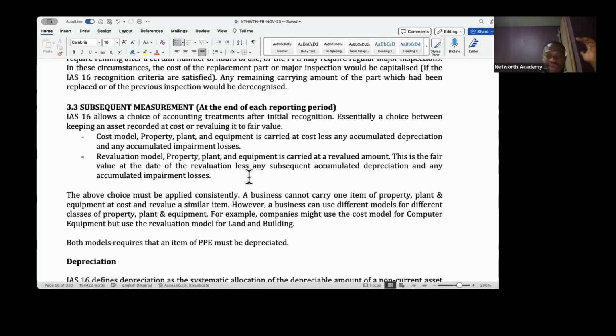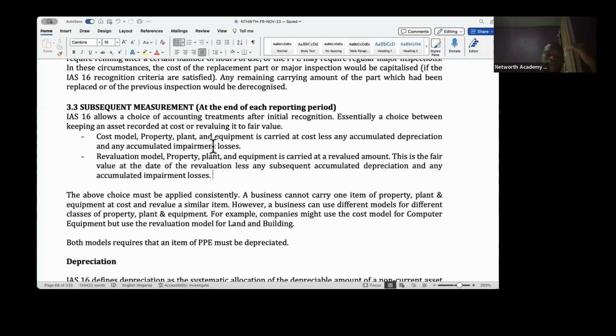So by the time you do your cost minus accumulated depreciation minus accumulated impairment losses, that gives you the figure you get. You call it carrying amount. That's for cost model. For revaluation model, it is revalued amount, meaning you are going to carry your PPE at a revalued amount. And this revalued amount is the fair value of the asset at the date of revaluation minus subsequent accumulated depreciation and any accumulated impairment losses.